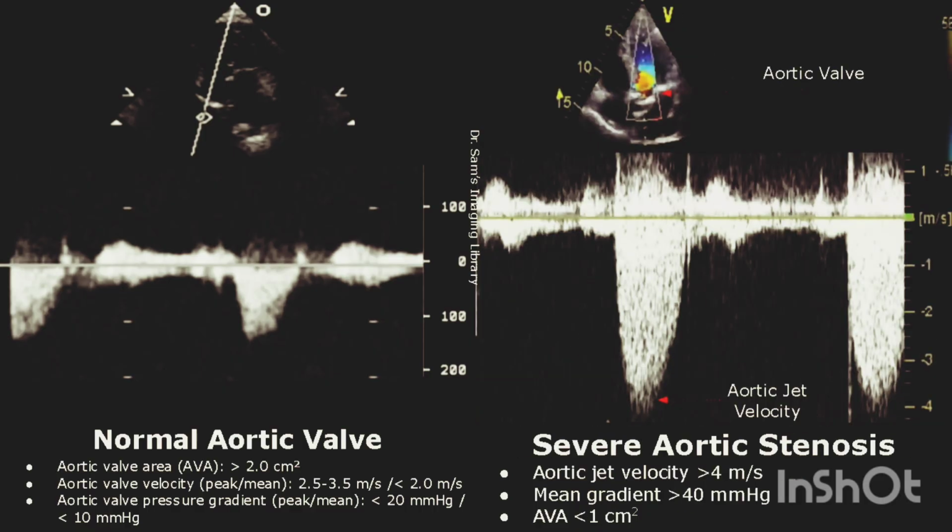In severe aortic stenosis, the jet velocity will be more than 4 meters per second. Here you can see the velocity is above 4 meters per second. The mean gradient will be more than 40 millimeters of mercury, and the aortic valve area will be less than 1 centimeter square.